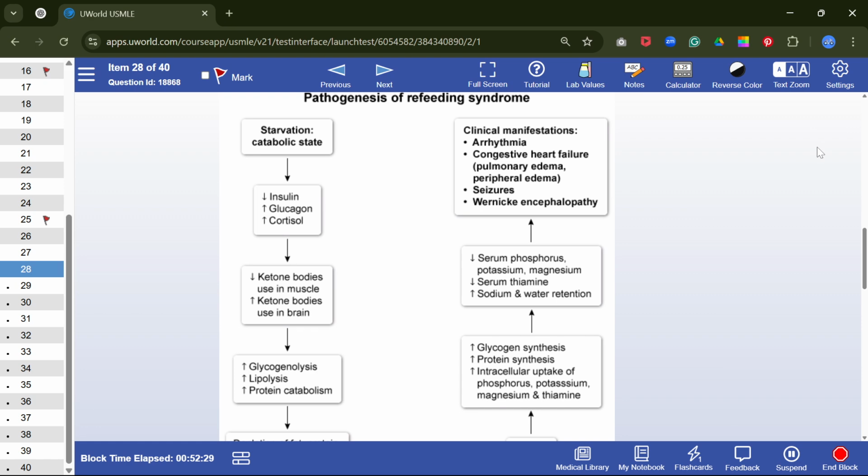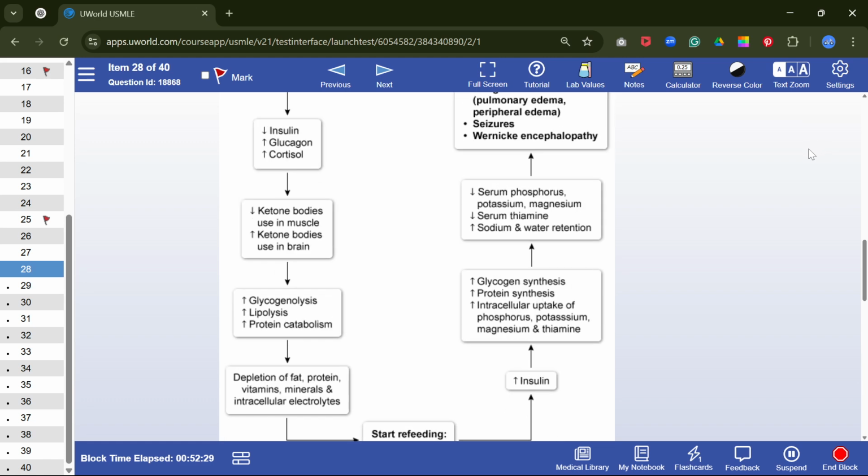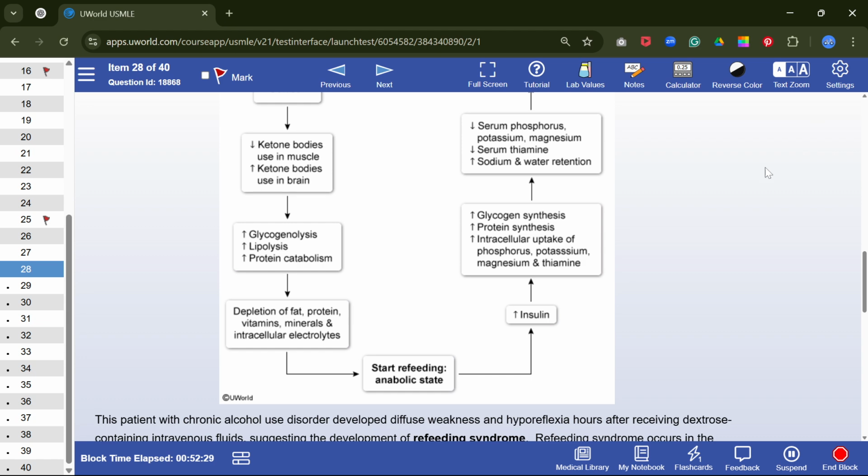So in refeeding syndrome, there is a starvation catabolic state. Decrease insulin, increase glucagon and cortisol, decrease ketone bodies used in muscle, increase ketone bodies in the brain. There is increased glycogenolysis, lipolysis, and protein catabolism. Depletion of fat, protein, vitamins, minerals, and intracellular electrolytes. Start refeeding syndrome state.